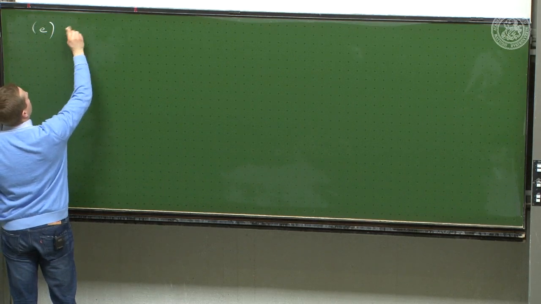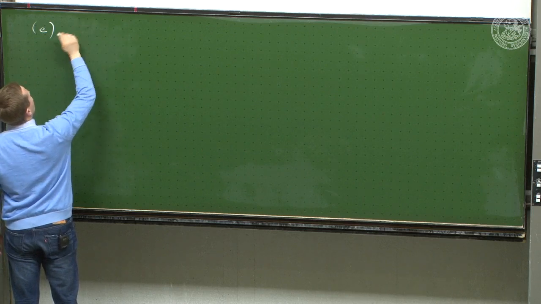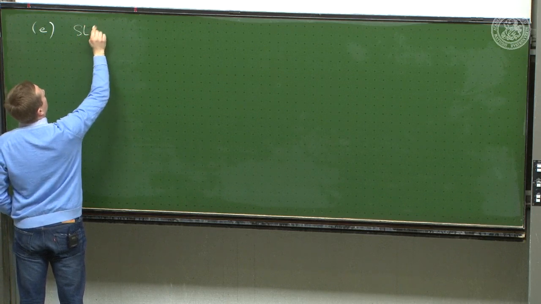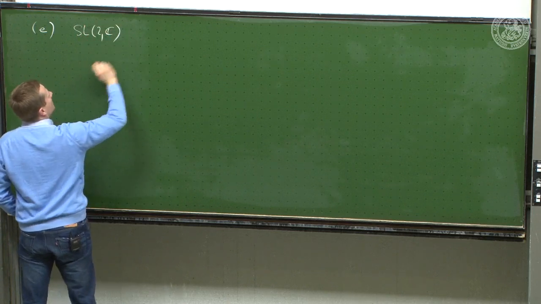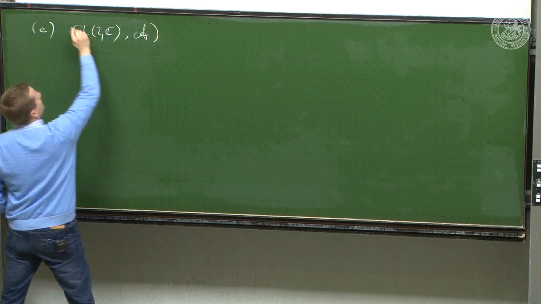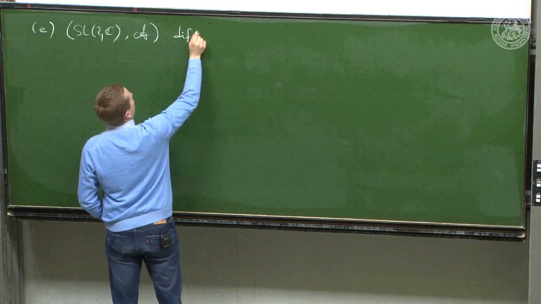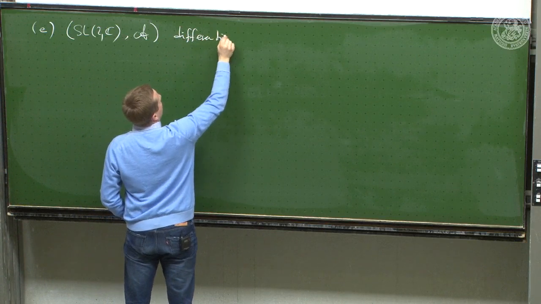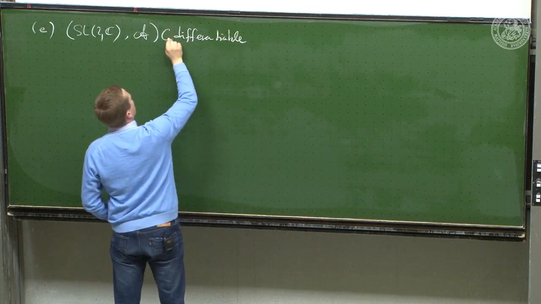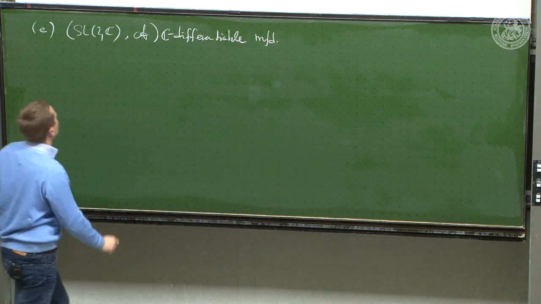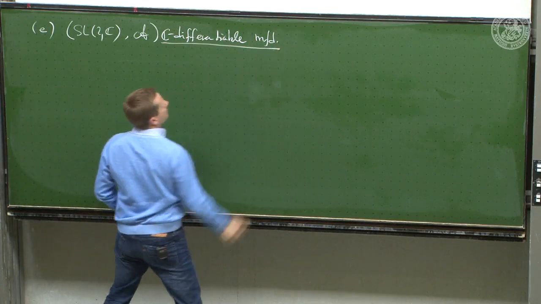So topological smooth differentiable manifold. Now we want to check that SL2C can be given an atlas A such that it is a differentiable manifold, a complex differentiable manifold. Okay. So how do we do this?